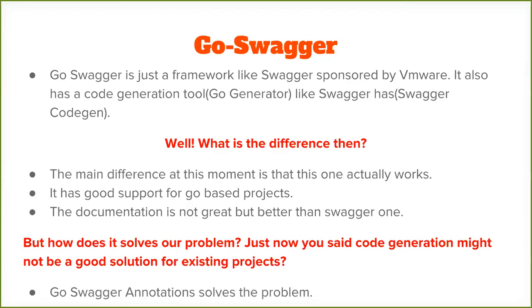So how does it solve our problem? How can we document my API server, right? It is an existing project, so we do not want to generate it again by writing the OAS. What we can do is use GoSwagger annotations. Again, it is a tool provided by the GoSwagger framework.